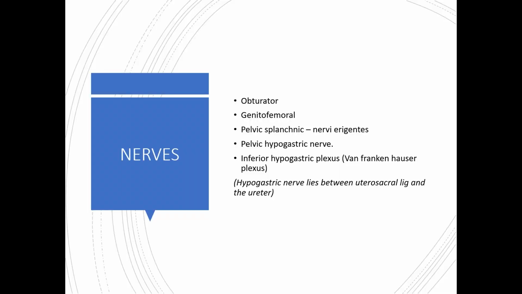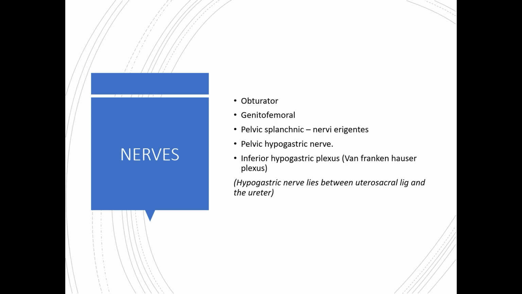Nerves, we have the obturator. These are important nerves for us in gynecology. Genitofemoral, which lies over the psoas muscle. The pelvic splanchnic nerves, which come down there to make the inferior hypogastric plexus.